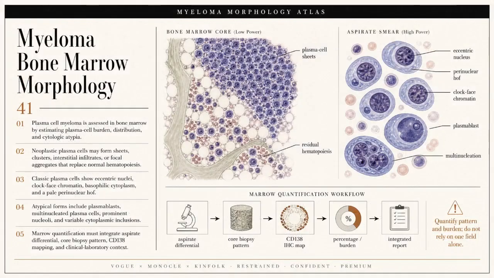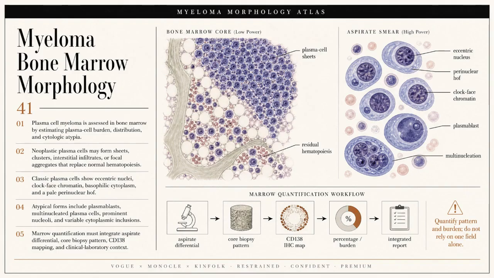As we transition into the detailed examination of myeloma bone marrow morphology, it is essential to appreciate how this topic integrates multiple facets of histotechnology, pathology, and clinical laboratory science. Multiple myeloma is a malignant plasma cell disorder characterized by clonal proliferation within the bone marrow, and its diagnosis relies heavily on the careful evaluation of bone marrow specimens.